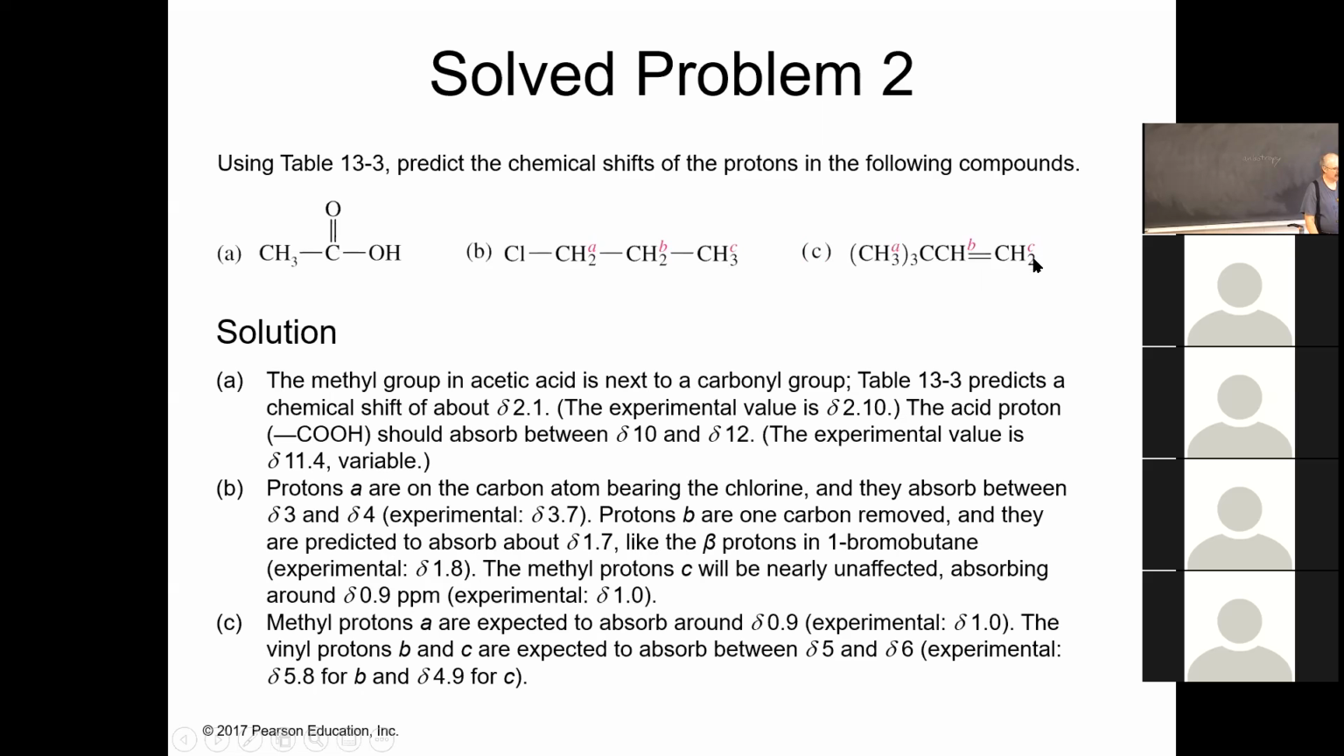Okay, here we have an alkene. Okay, so B and C protons are directly attached to the alkene, so they should show up between about 4 and 6, and it says experimentally 5.8, 4.9. And then the tert-butyl, okay, which are more removed from the alkene, they're going to show up about 1.